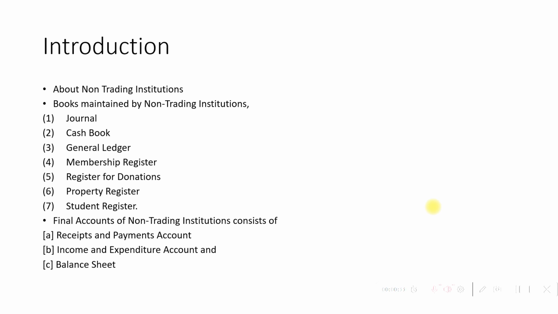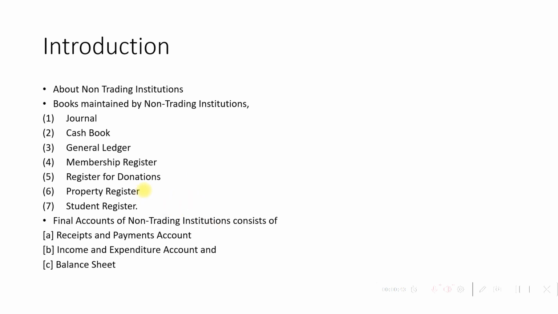So in this introduction, we will go through the non-trading institutions and the books maintained by them, which are mostly similar to other institutions or entities, and include journal, cash book, general ledger. Then there are membership registers, that is for non-profits, register for donations, property register and student register. These are some of the books which are maintained by the non-trading institutions.